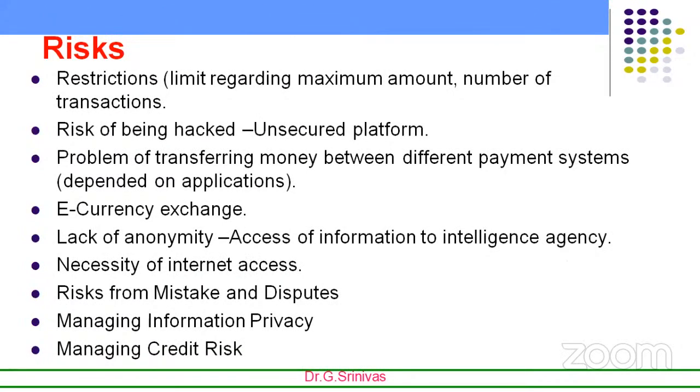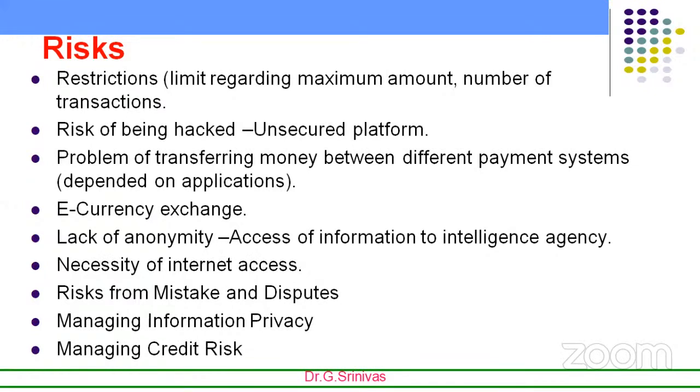And we have some risks, some pitfalls also. One is restrictions, limits regarding the maximum amount and number of transactions. For example, if you want to withdraw money from an ATM machine or transfer money, there is a limit. If you want to make a payment through Google Pay or any other wallet, there is a limit. You may transfer money below 1 lakh. When you want to withdraw money from an ATM machine, you may withdraw only 10,000 at a time per transaction. Like that, we have some restrictions in electronic payment systems, but in manual, no restrictions. You can pay up to your wish.